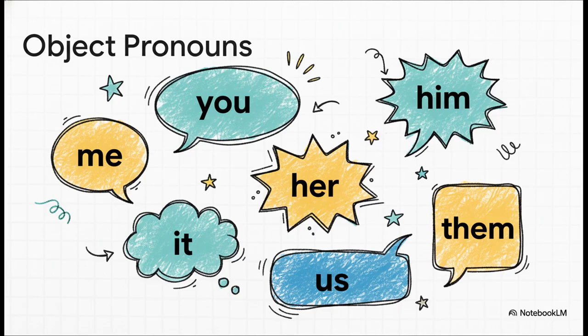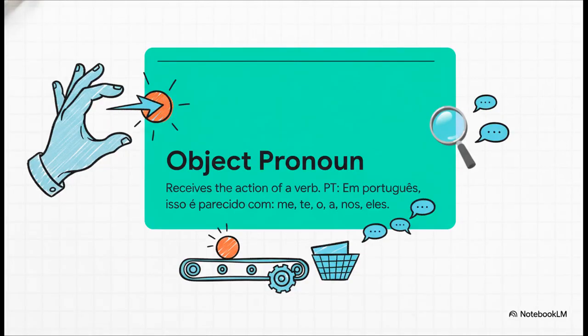And trust me, by the end of this, you're going to know exactly how and when to use every single one of them. So what exactly is an object pronoun? Well, the easiest way to think about it is this. It's a word that receives the action from a verb. For anyone who speaks Portuguese, you'll see this is a lot like words you already know, like me, te, o, and a. The big idea to hold on to is receiving the action.